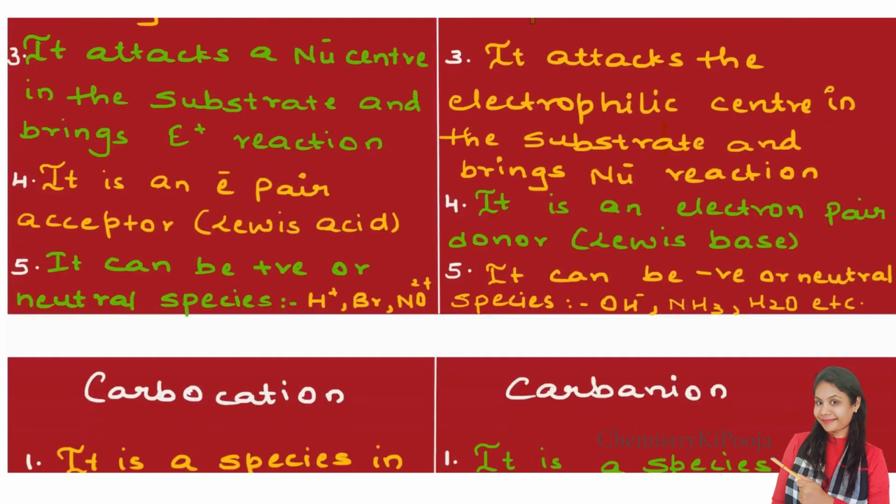Now when I talk about electrophile, since they are electron deficient, they need electron. So basically they are electron acceptor. And if they are electron acceptor, according to Lewis, it is defined that any species which accepts an electron is called a Lewis acid. On the other hand, nucleophiles are Lewis base since they donate the electron.